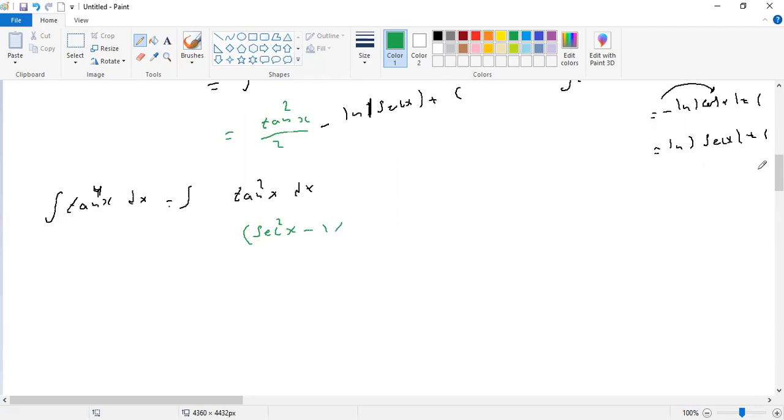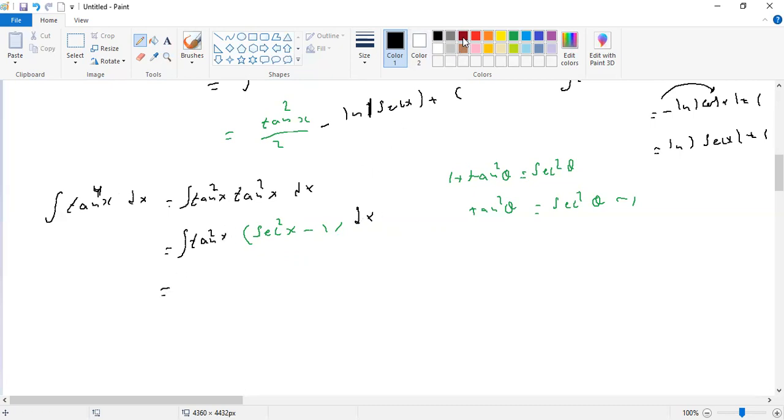Again, the same idea. What we said: 1 plus tan squared theta equals secant squared theta. So the tan squared of theta is equal to secant squared theta minus 1. And the second one, we keep tan squared x. Now, tan power 4 is tan squared times tan squared. One of them is secant squared minus 1, and the second one we keep as it is with no change.